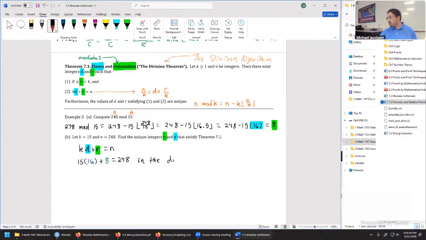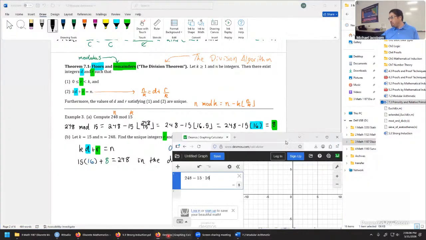in the division theorem. In other words, what we've expressed is d must be equal to 16 and r must be equal to 8. So every single time we've worked this formula directly, we didn't make a big deal out of it at the time in chapter 2, but we really were just using the division theorem altogether.